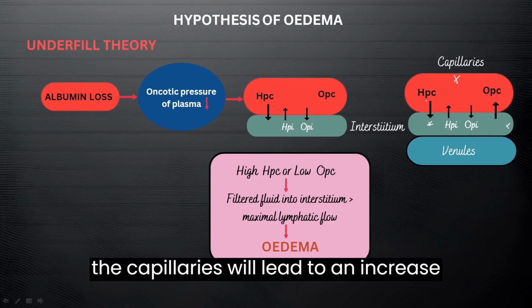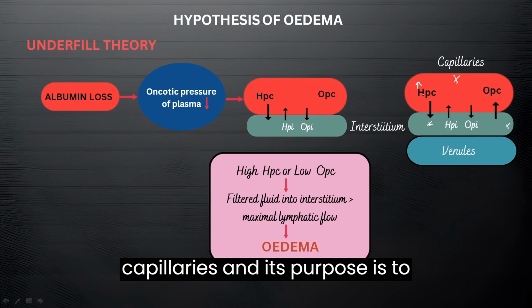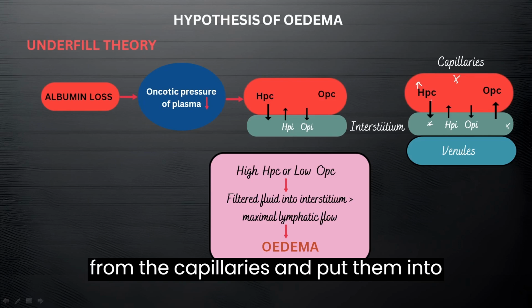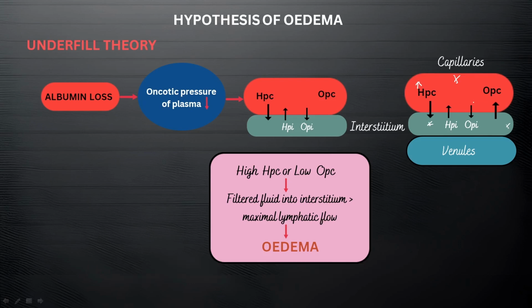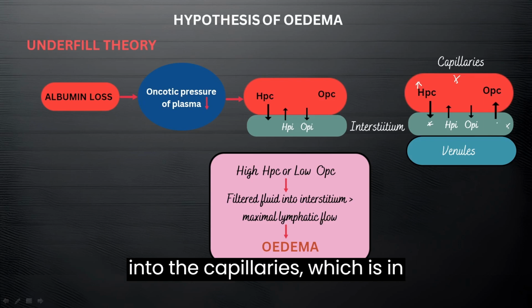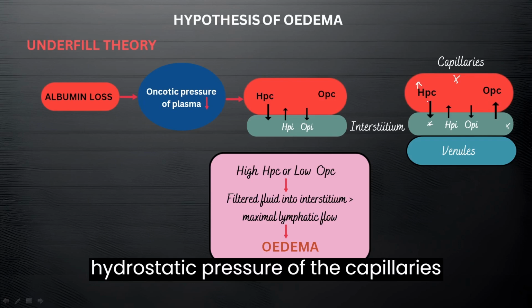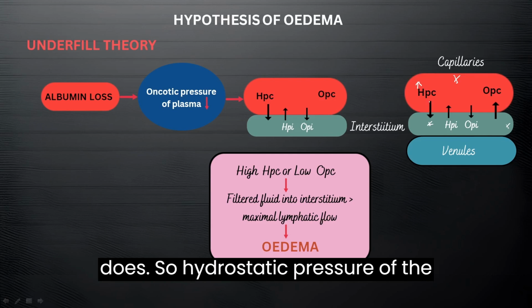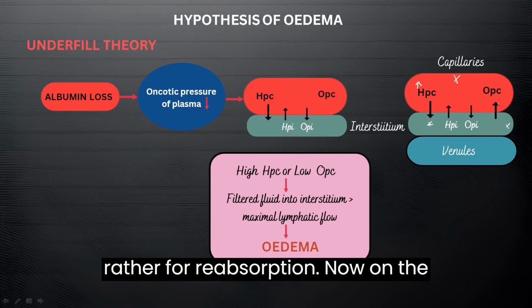The more fluid you have in the capillaries, the greater the hydrostatic pressure of the capillaries, and its purpose is to help take the water or fluids from the capillaries and put them into the interstitial space. In contrast, we also have proteins in the capillaries. These proteins serve to bring the fluids from the interstitial space into the capillaries, which is in contrast to what the hydrostatic pressure of the capillaries does. So hydrostatic pressure of the capillaries is for filtration, and the oncotic pressure of the capillaries is for reabsorption.